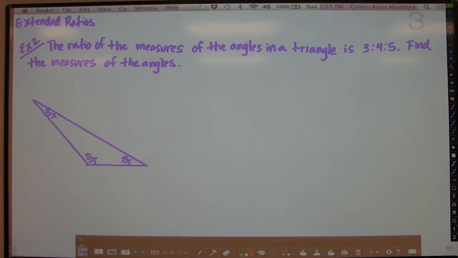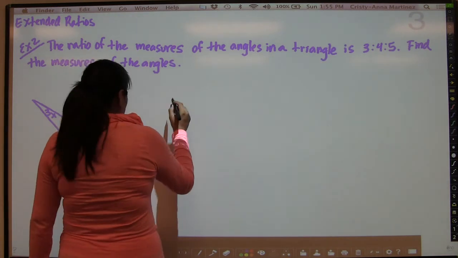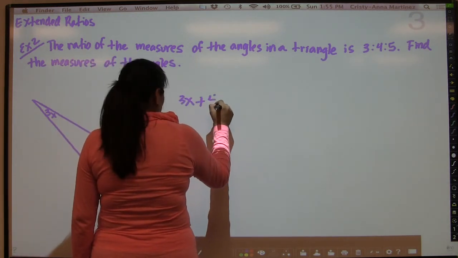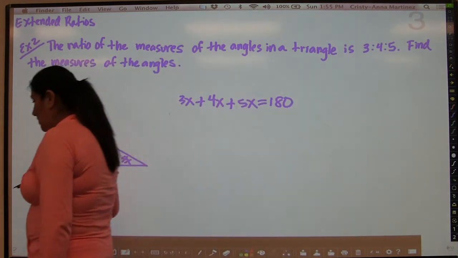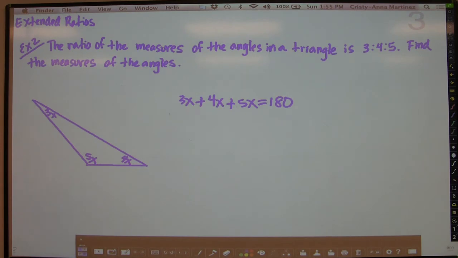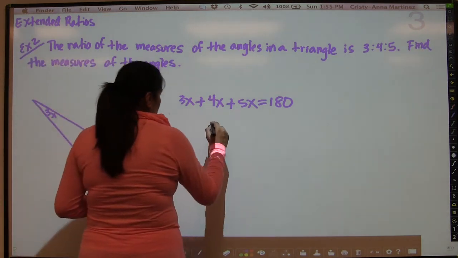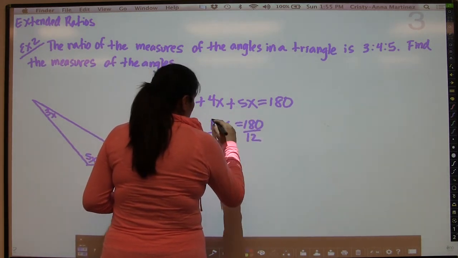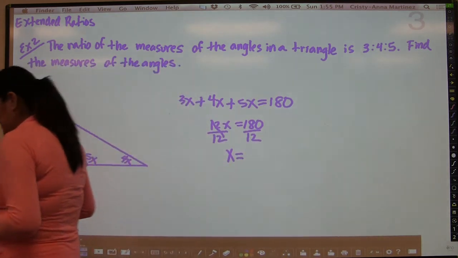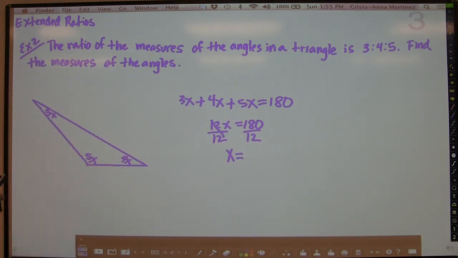And since we know from before that the angles in a triangle all have to add up to 180, all we're going to do now is take the 3x plus the 4x plus the 5x and equate it to 180 because we know the triangle has 180 degrees total. And so once you've done that, it basically just becomes an algebra problem. 5 plus 4 is 9, and 9 plus 3 is 12, so this is 12x equals 180. Then we divide by 12 on both sides, and we find out that x actually equals 180 divided by 12, 15.